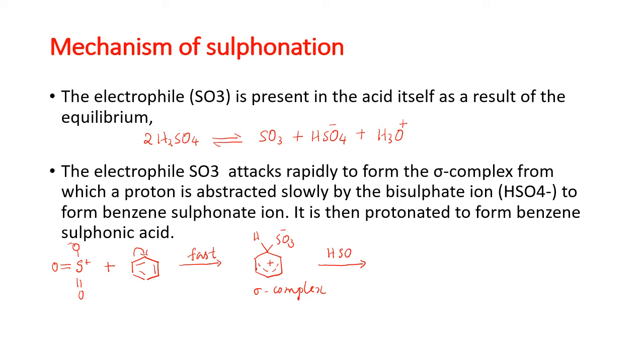And the bisulfate ion in a fast step abstracts proton from the sigma complex and we get benzene sulfonate ion, and benzene sulfonate ion is protonated and we get benzene sulfonic acid.